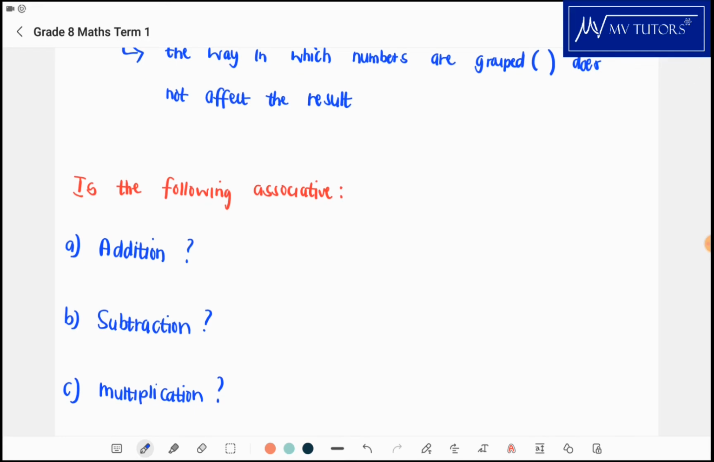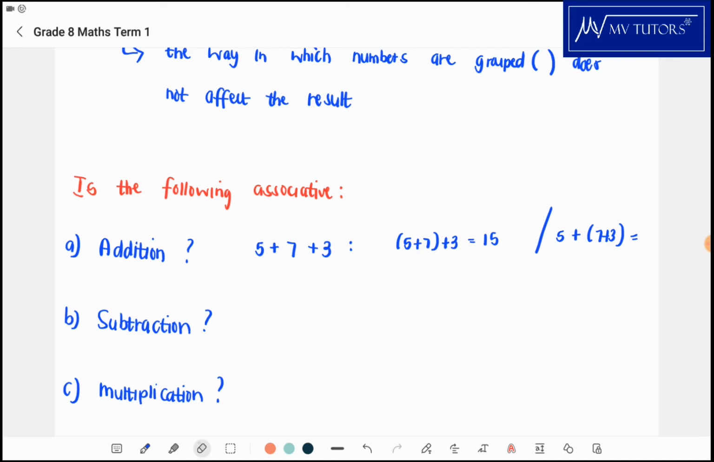So I'm going to start with another example. Let's say we have 5 plus 7 plus 3. Now if I group 5 and 7, I'm going to group 5 and 7 and I add 3. Then I'm going to group 7 and 3. And the question is, is addition associative? So if I say 5 plus 7, this gives me 12. 12 plus 3 is 15.